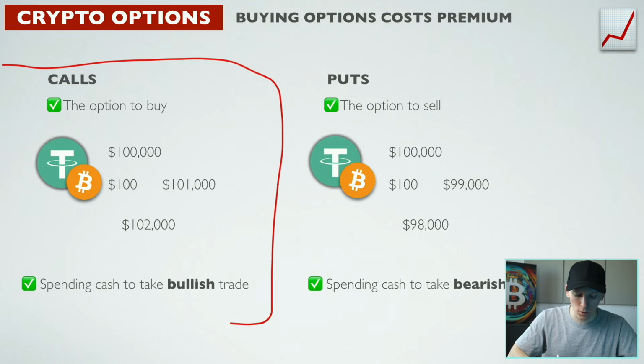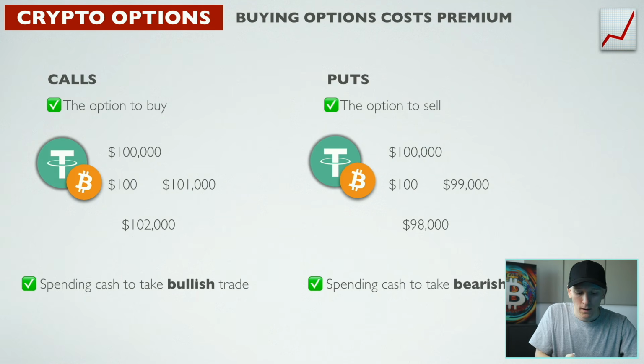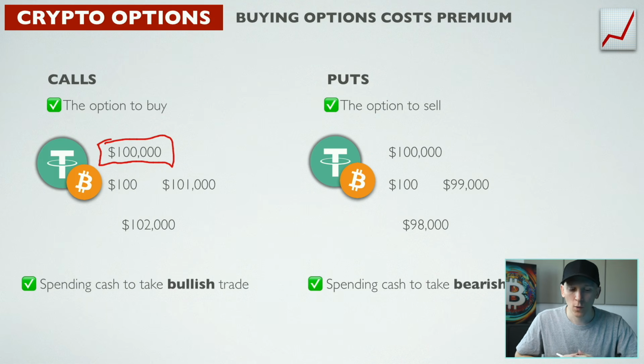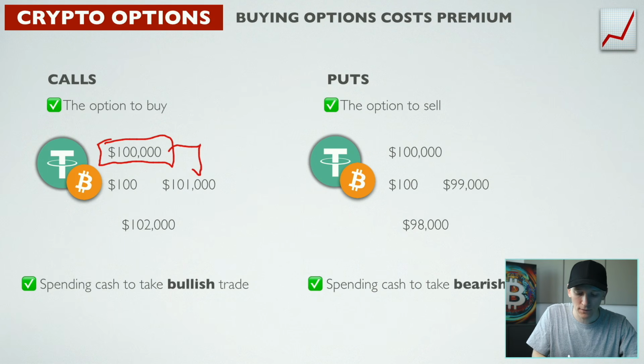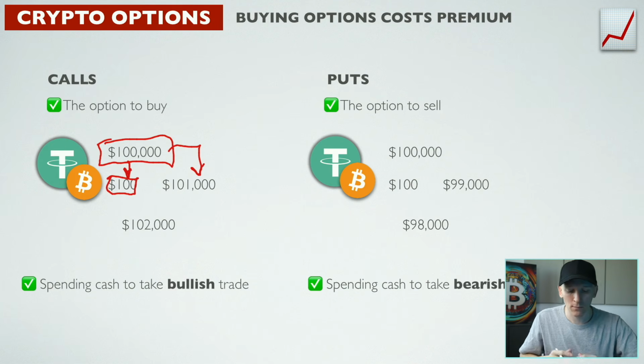So let's go over what a call option is and how it would work. So let's say someone has Bitcoin. The current price is 100,000. We're going to enter into a trade with them where we have the option to buy their Bitcoin in the future at 101,000. Now, in order for that option, we have to pay a small amount of cash to them to be able to take this trade. That's known as an options premium right here. So we pay $100 and we have the right to buy Bitcoin from them next week at 101,000.